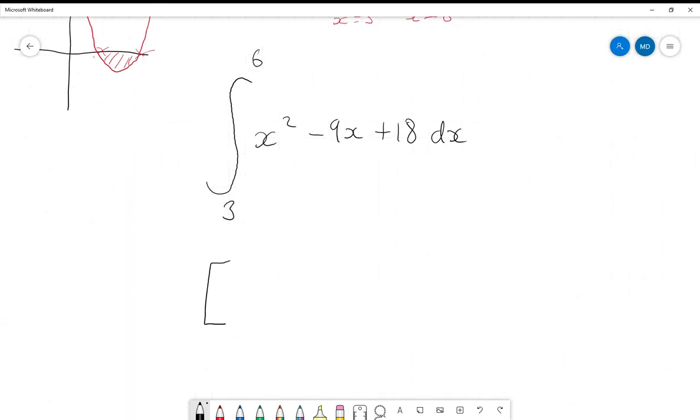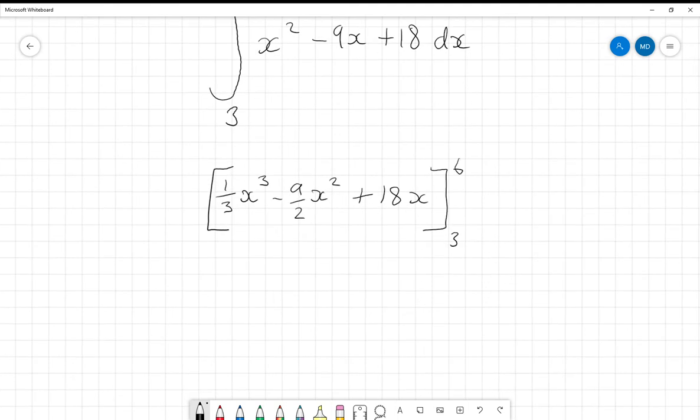I'm going to use square brackets because we're doing a definite integral. And we've got x squared, add 1 to the power, x cubed, and then divide by the new power, it's 1/3 of x cubed. Here, we've got x, that's x to the power of 1. It's going to become x squared, and we need to divide by that new power of 2, so it's minus 9 over 2 x squared. And lastly, 18, there's no x on the end here, so in many ways it's x to the power of 0. So 18x to the power of 0, add 1, we're going to get 18x to the power of 1. And if we divide by 1, nothing changes. So we are done. And we're doing that between 3 and 6.